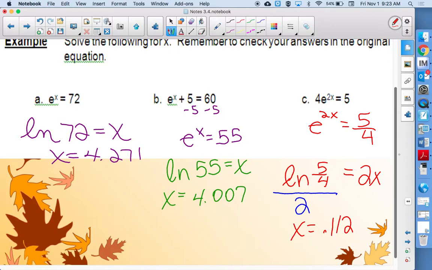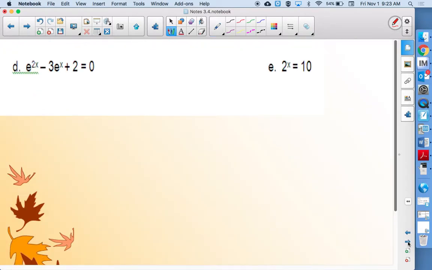So again, natural log of 5/4 divided by 2, 0.112. No rounding until the end. We'll skip letter D. We'll do that last because it looks, again, more interesting than the others.